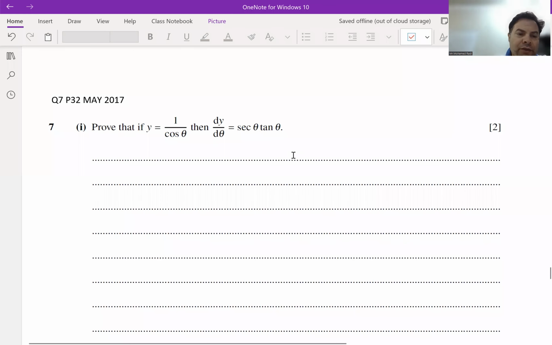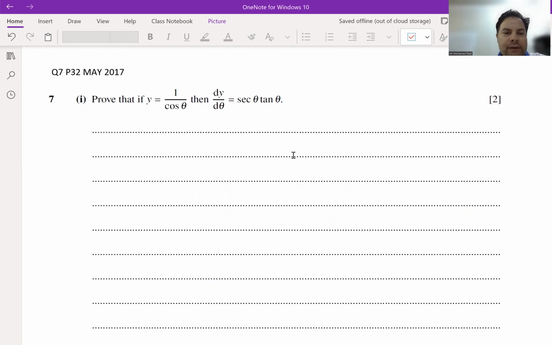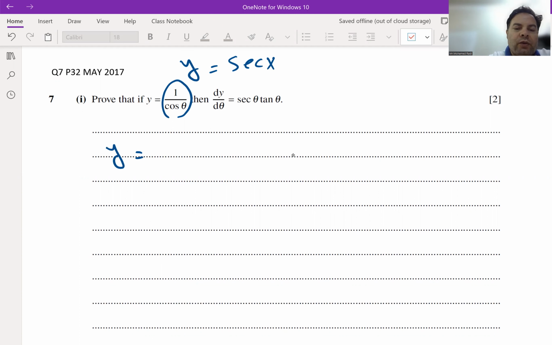Hello guys, in this tutorial I'm going to solve question number 7, paper 32, May 2017. Prove that if y equals 1 over cosine theta, then dy by d theta is equal to sec theta tan theta. Actually, 1 over cosine is sec, so when I ask you to differentiate sec x, we start from this part. Let's start now. y is equal to 1 over cosine theta as it's written.